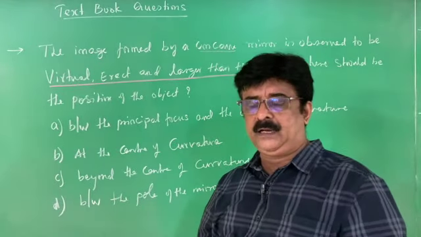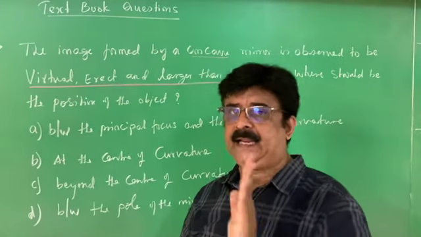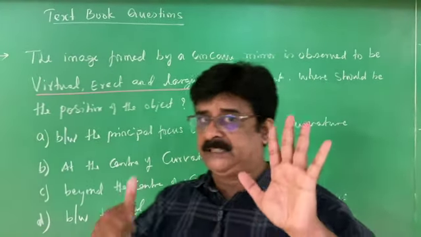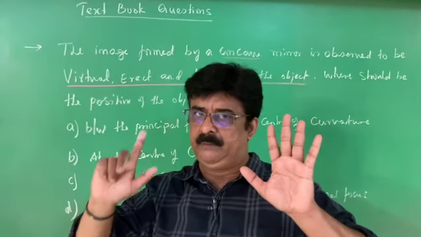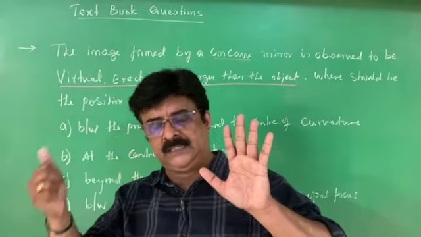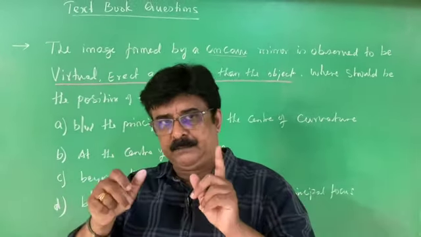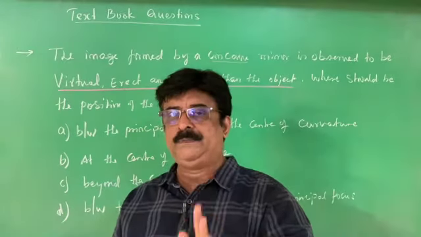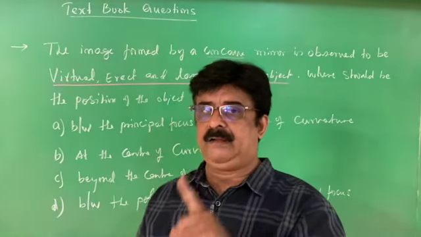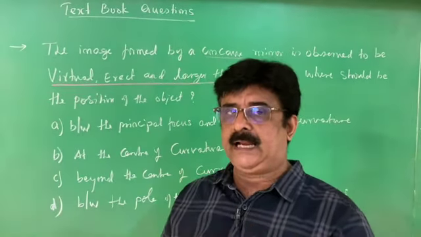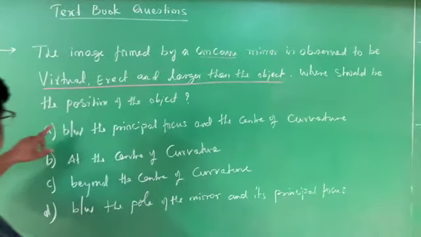In concave mirror, we get a virtual image at only one position, that is between P and F. When the object, there are 6 positions, you remember this. When the object is placed at infinity, we get a real image. Object beyond C, we get a real image. Object at C, we get a real image. Object between F and C, we get a real image. Object at F, we get a real image. Object between P and F, then we get a virtual image, erect image and enlarged image. Therefore, the position should be A, B, C, D, they are given.